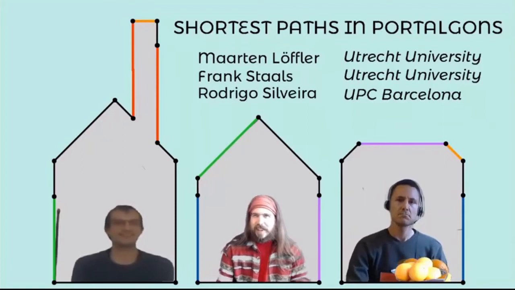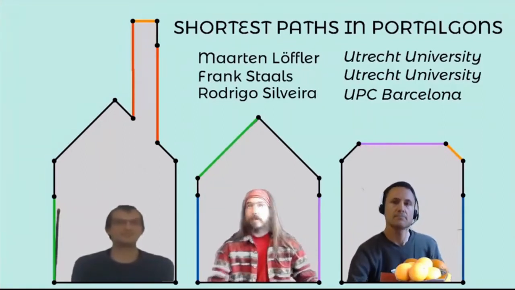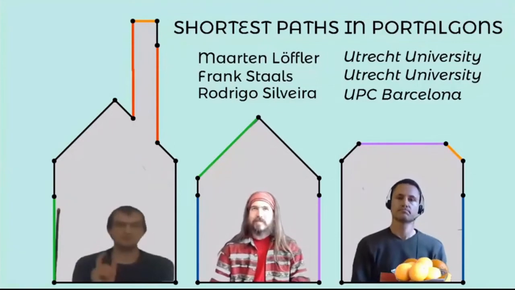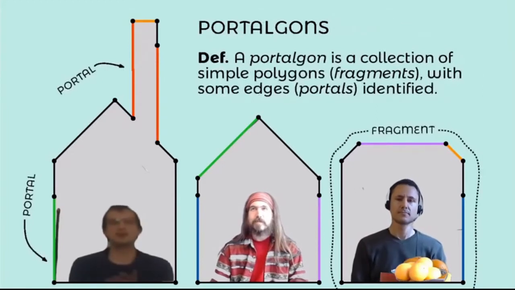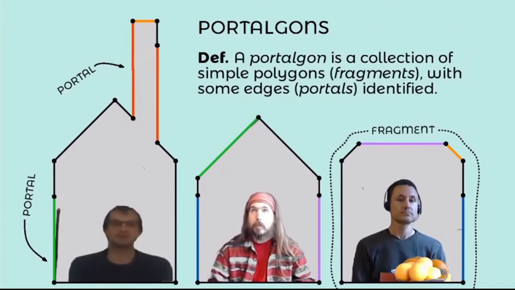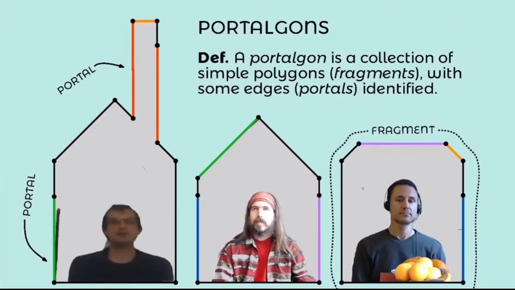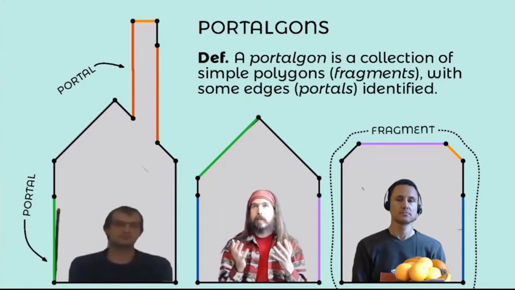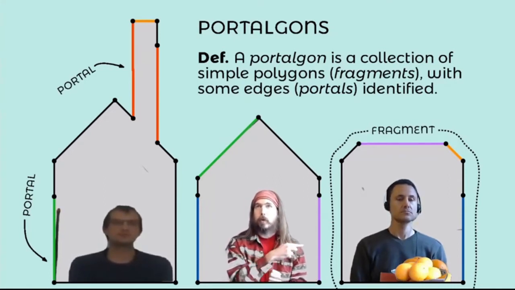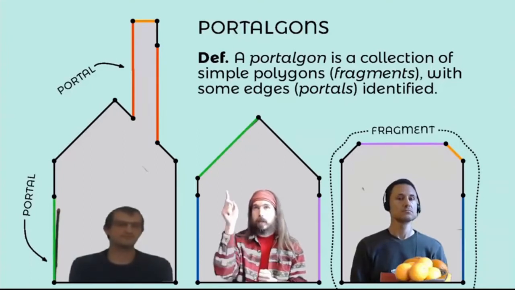Yeah, indeed. So, shortest path in Portalgons. You may be wondering what a Portalgon is. Yes, I was wondering because the name sounds a bit silly, I would say. Well, it's actually quite simple. It's a polygon, or rather a set of polygons, fragments, in which some of the edges are identified. And these edges are the portals. So you can see in my fragment, there are 3 portals. There's a purple one here, a blue one here, and a green one up there.